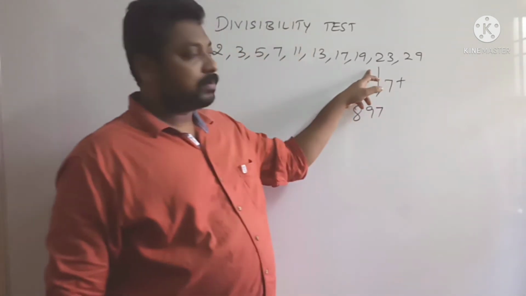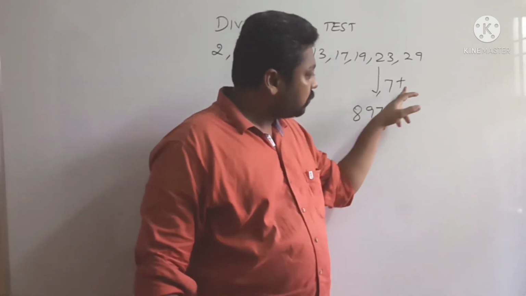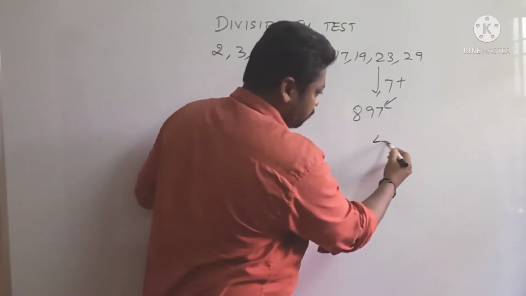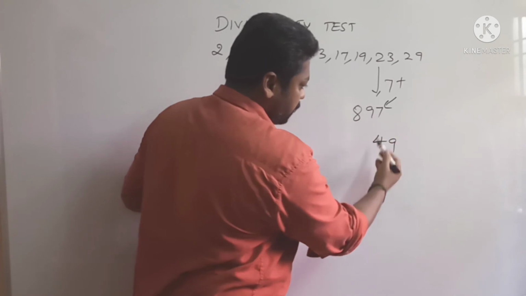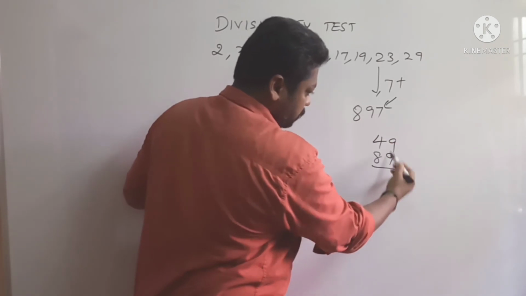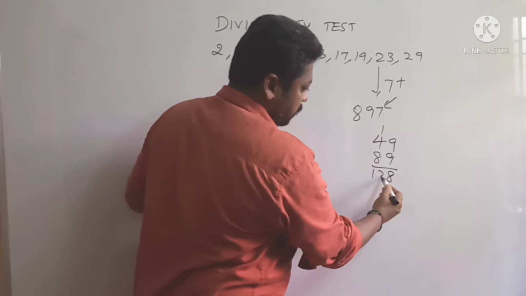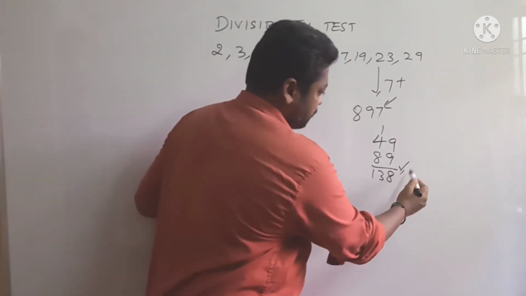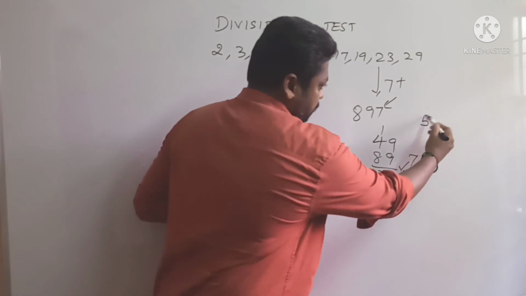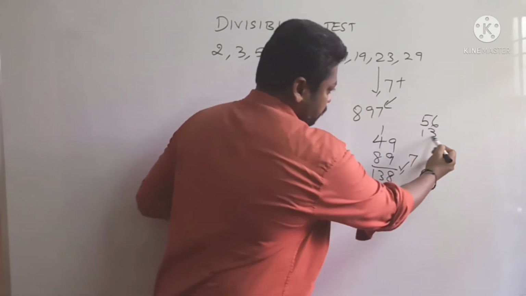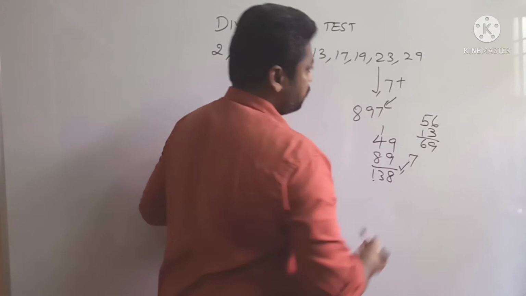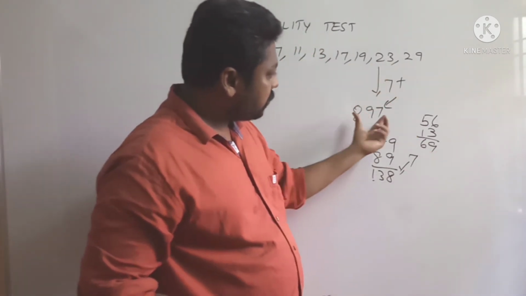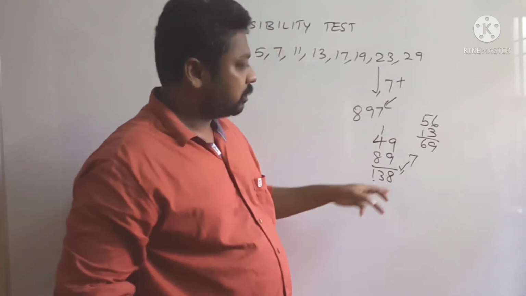The divisibility test for 23 is 7 plus. That is, multiply the units place by 7. So 7 7s are 49. Add to the remaining numbers: 89. So 138. Again we can check it. Multiply by 7: 7 8s are 56. Then add to the 13, that is 69. So 69 is divisible by 23, therefore 897 is divisible by 23.